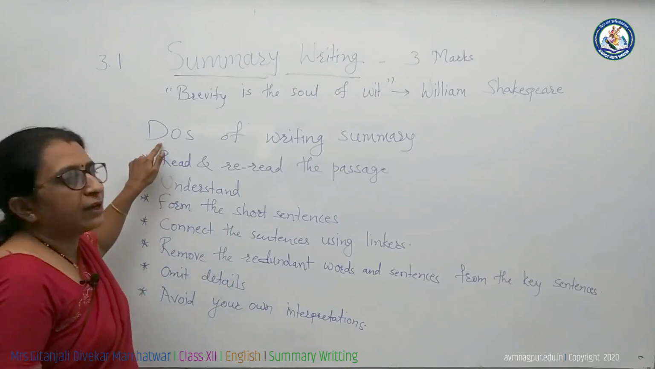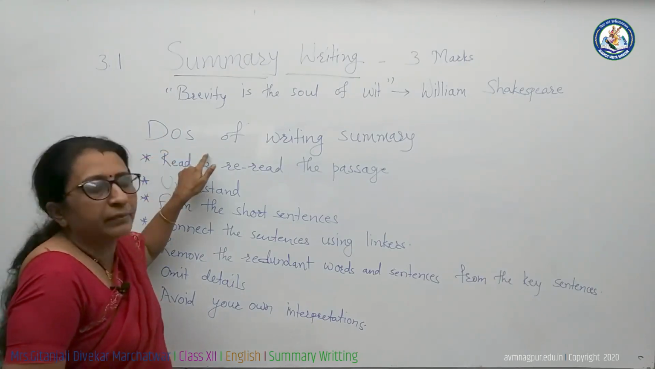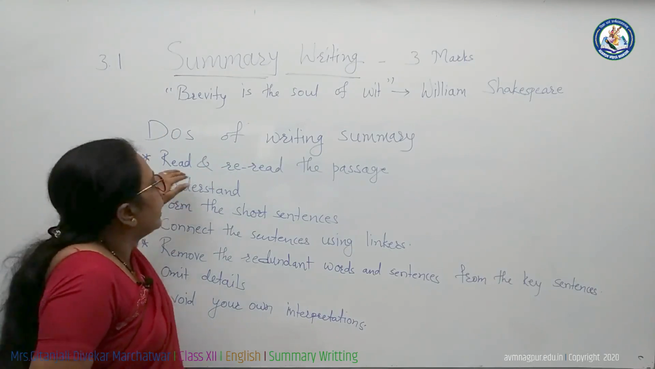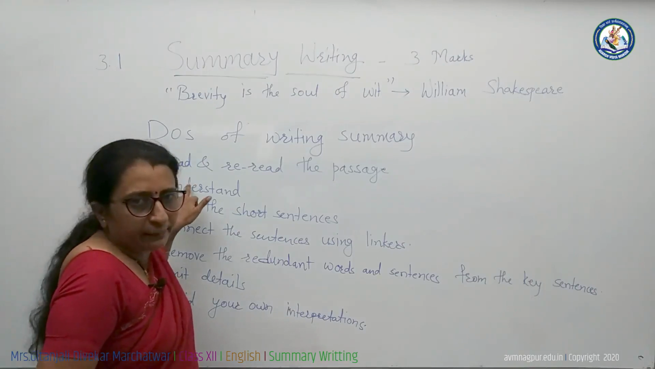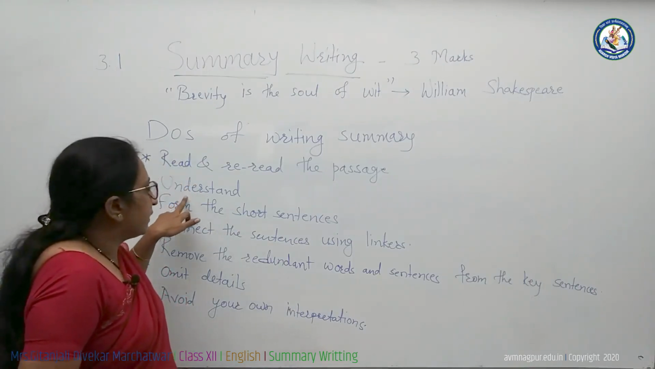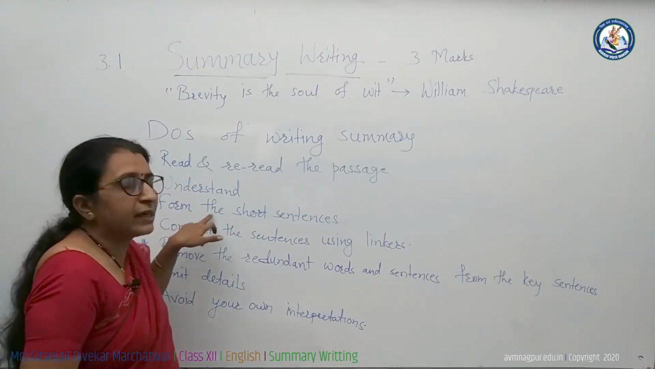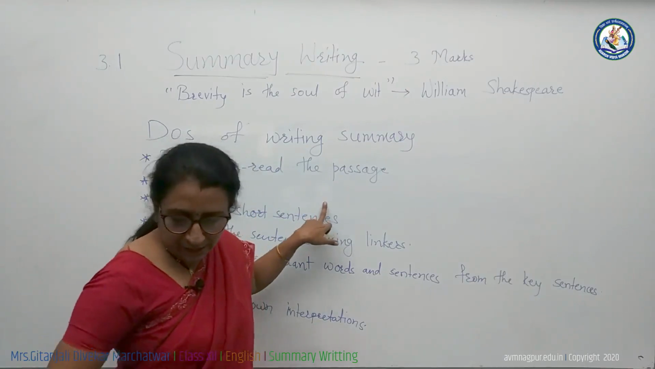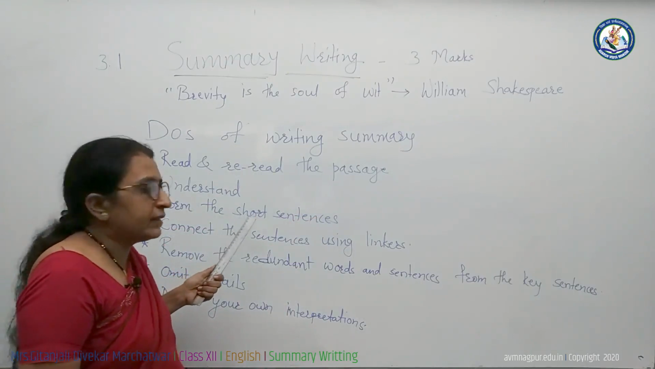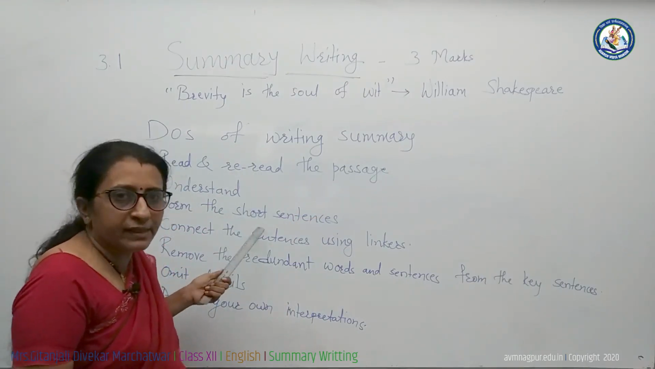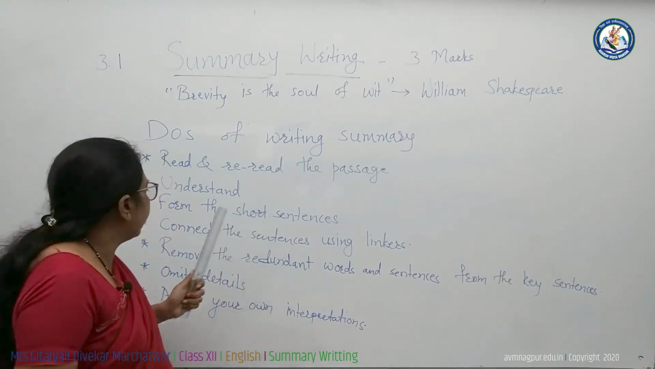Dear students, we have seen what the steps of writing a summary are. Now what do's are there while writing the summary, what should be done, that is again important. So as we have discussed, you have to read and reread the passage. After that you have to understand it, and you should construct your own short sentences. Your own short sentences means if the sentences given in the passage are very complicated, complex sentences, you simplify them and make them very short and simple.